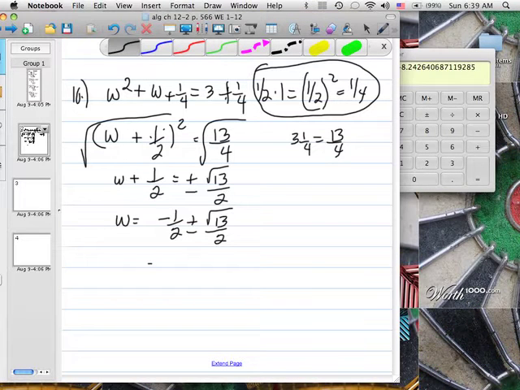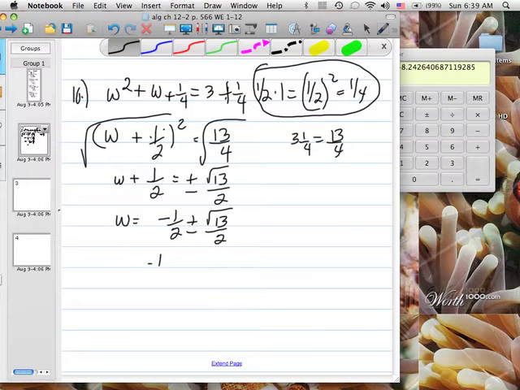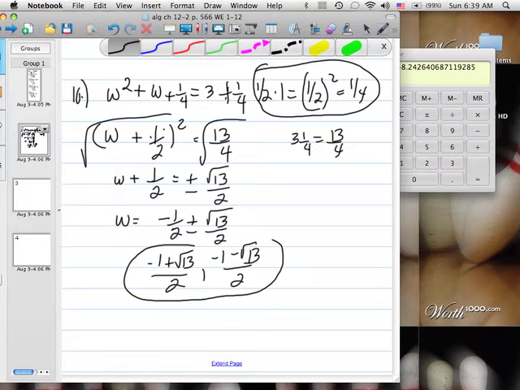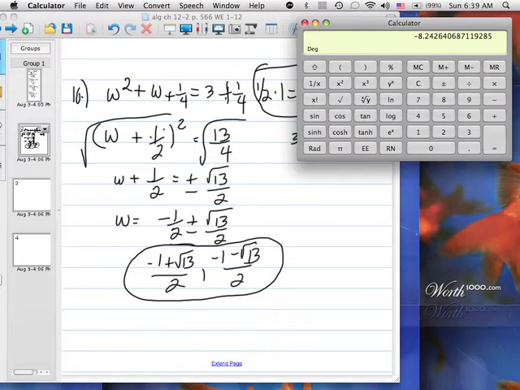So doing the first, then I can add them together since they have the same denominator. It's negative 1 plus radical 13 over 2, and negative 1 minus radical 13 over 2. So that's our final answer right here. And now to approximate to the nearest tenth and get our last part.